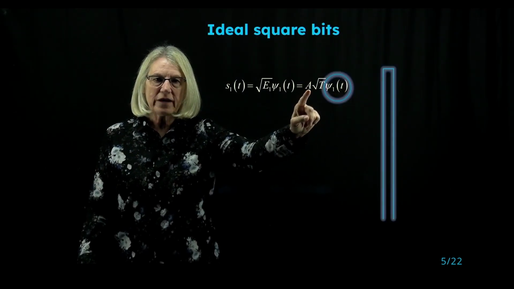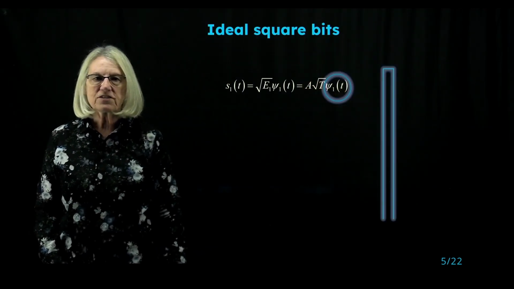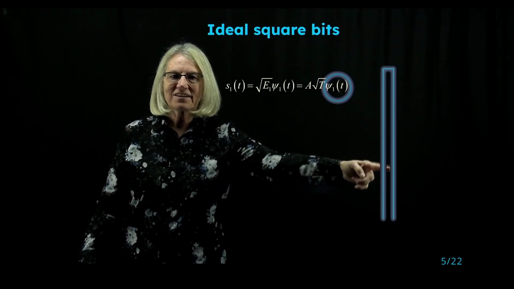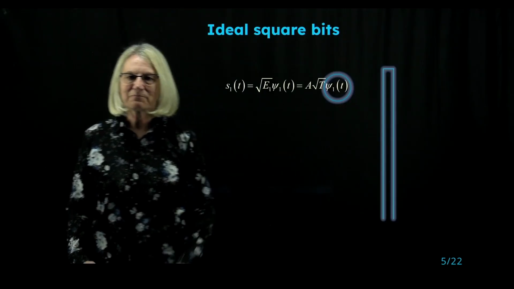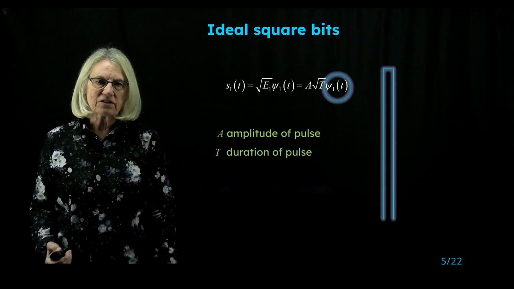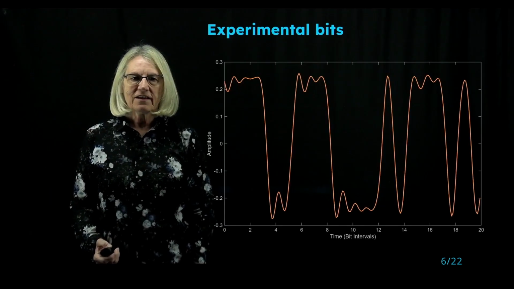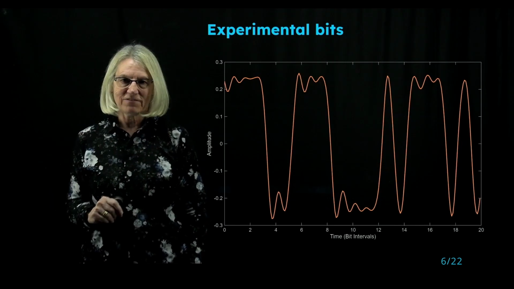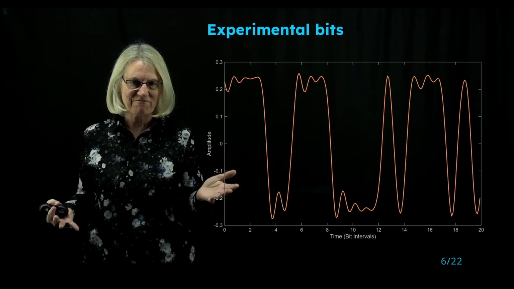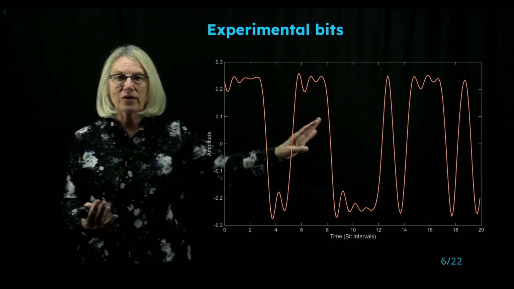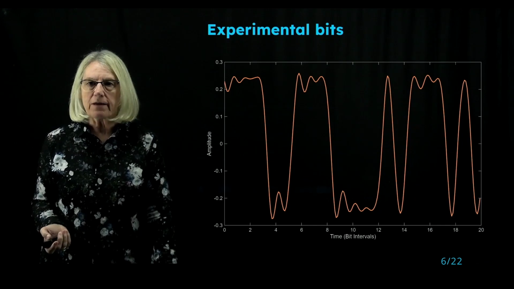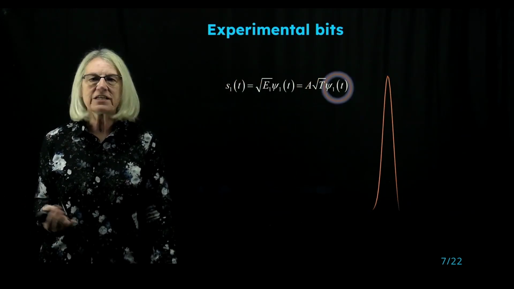The reason I have this equation, amplitude square root of t, is just to make this waveform unit energy. So A is the amplitude of the pulse, t is the duration of the pulse. Next, suppose I did not have a perfectly square wave. I wanted a square wave, but my equipment was not as good. This is a trace from the equipment in the laboratory. So this is a more realistic pulse shape that we'll have to deal with, but nothing really changes.